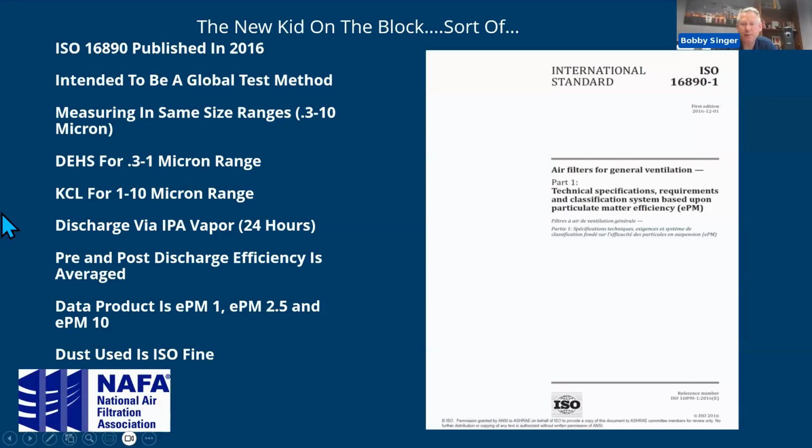The dust used in this method is ISO fine dust, which is important to take note of because ISO fine dust will usually show anywhere from 3, maybe even 5 times the dust holding capacity that ASHRAE dust will show. It's important to know what type of dust was used when you talk about dust holding capacity.